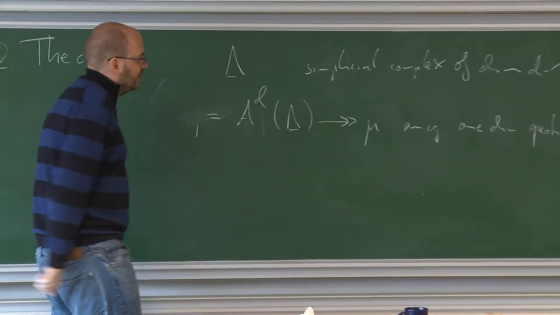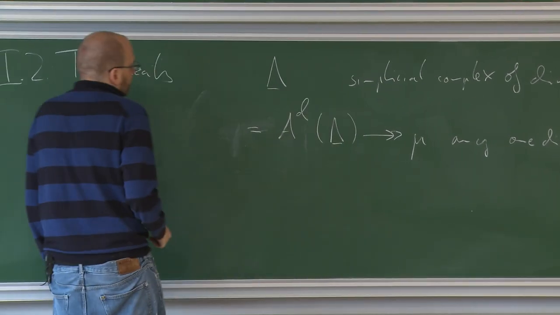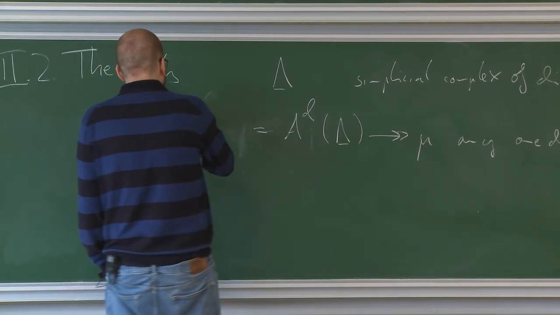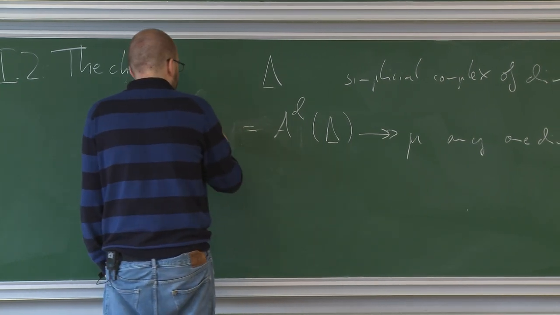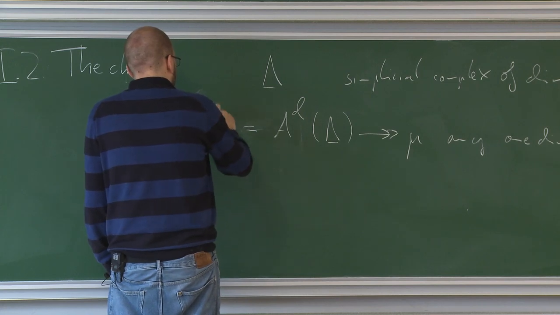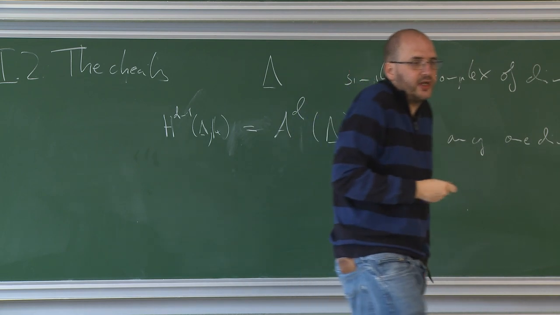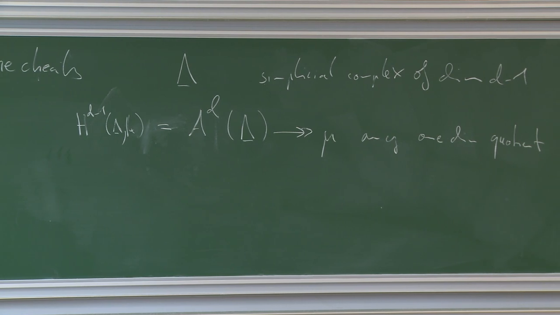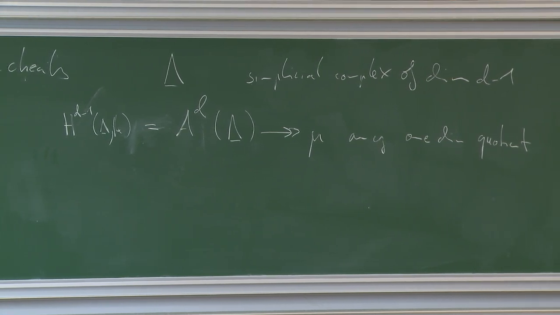And in fact, there's something nice here, and we will see this later, that this here is always isomorphic to the d minus first cohomology of delta. So regardless of manifold property, we will see this with k coefficients. And then what I can do is I can always generate a Poincaré duality algebra from A of delta, which has this as a fundamental class.